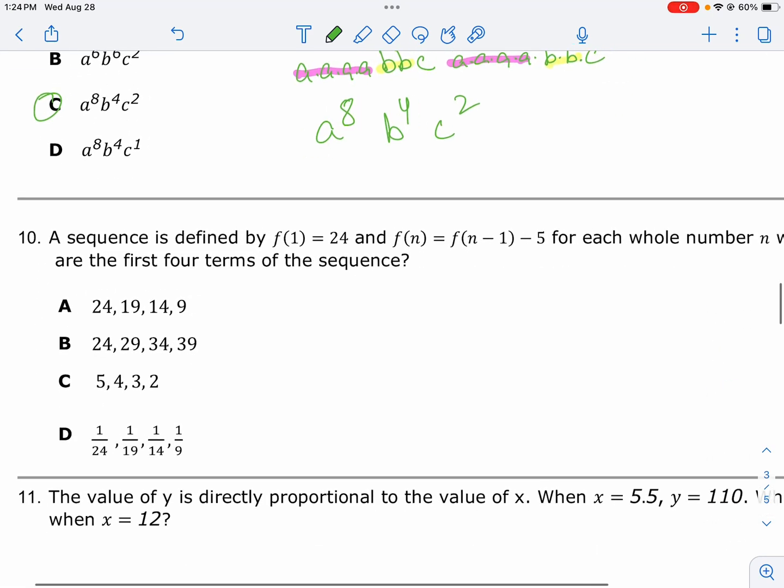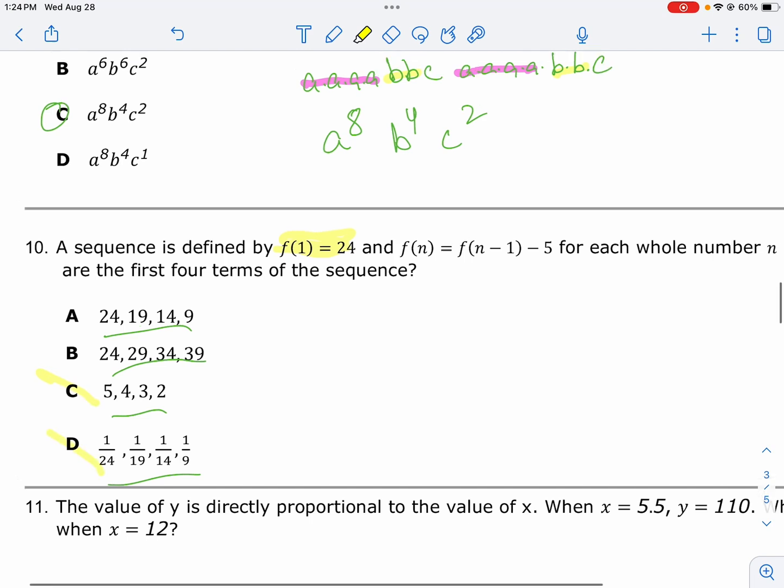A sequence. Look at this. These are number lists, right? Y'all see how these are lists of numbers? So this ought to be a dead giveaway that I can't tell you what my list of numbers is unless I know where it starts. So F1 means this is where it starts. The first term, F for first, 1 for first, has to be 24, which means C and D are both out.